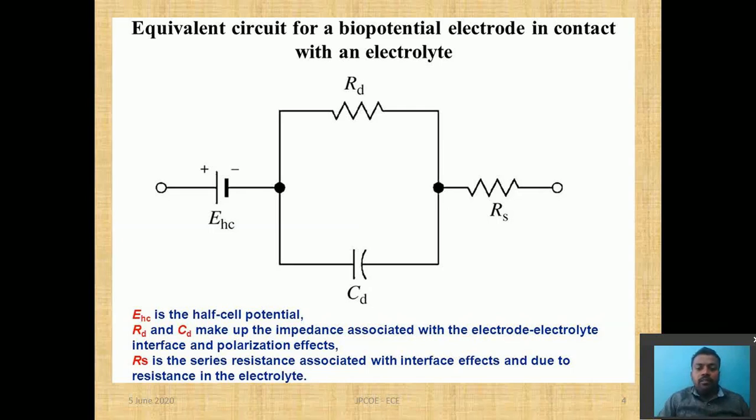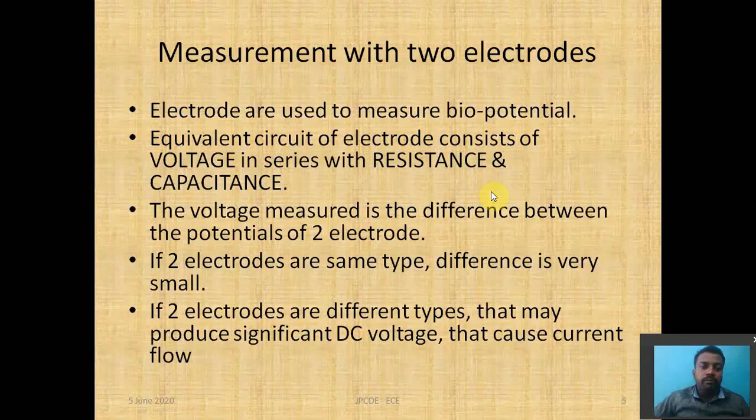Here this terminal is connected with the human cell, and this terminal is connected with the amplifier, or the lead wire is connected here. The whole section is considered as one electrode. Then measurement with two electrodes. The electrodes are mainly used to measure the biopotential from our cell. The equivalent circuit consists of a voltage in series with a resistance and capacitance, that means the impedance.